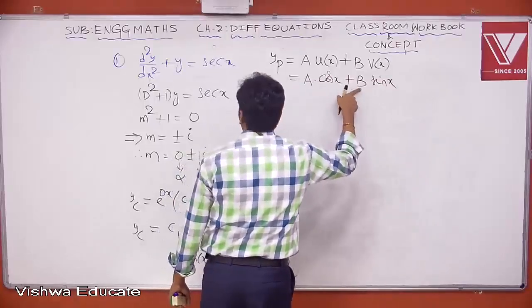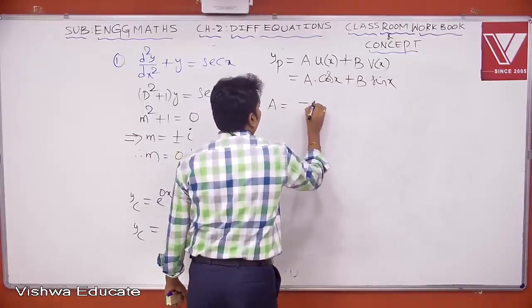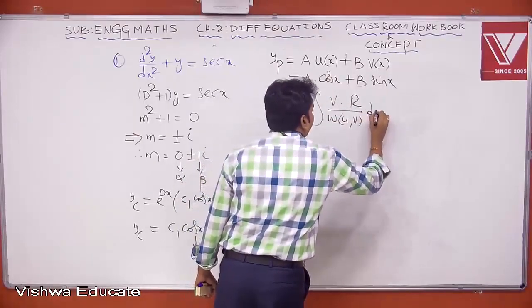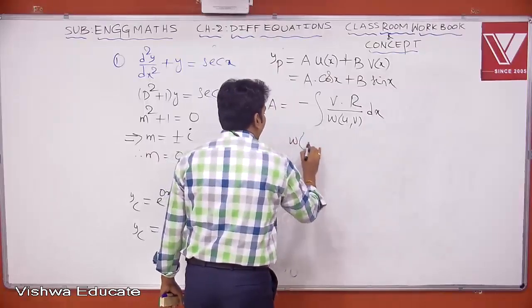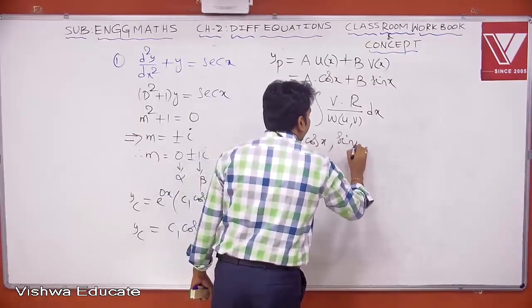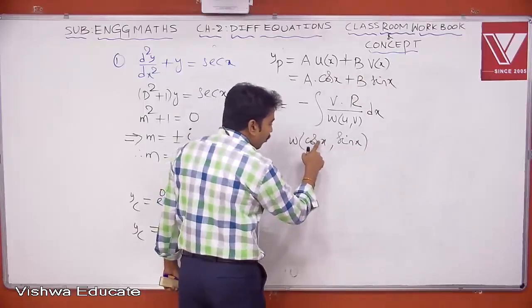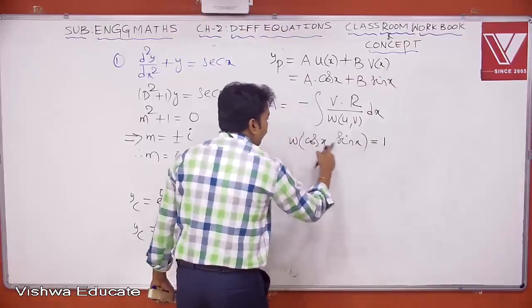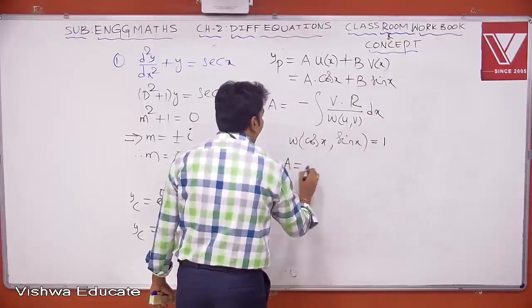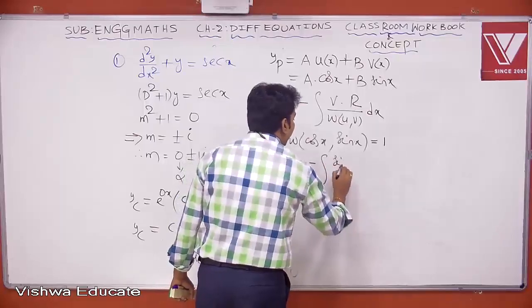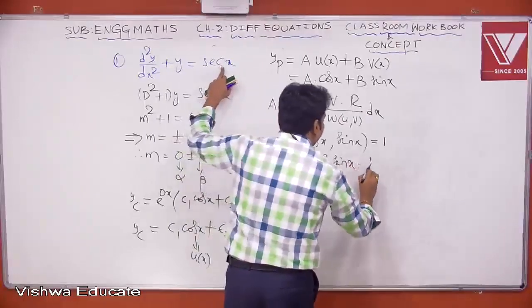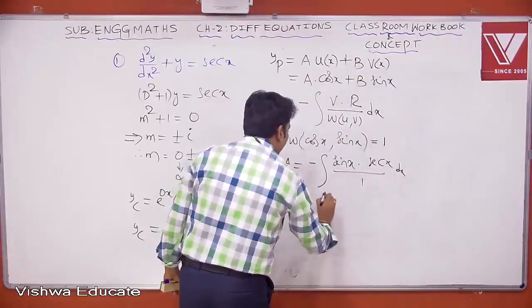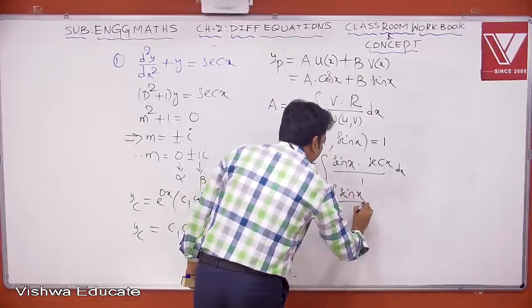Now let us find what is a and what is b. Here a equal to minus integral v into r divided by Wronskian of u comma v dx. Now what is the Wronskian of cos x comma sin x? We know that Wronskian of cos ax comma sin ax equal to a. Here a value is 1. Therefore Wronskian of cos x comma sin x is 1. Therefore a value is minus integral v is nothing but sin x, r is nothing but secant x, divided by 1 dx. So a equals integral minus sin x divided by secant x.